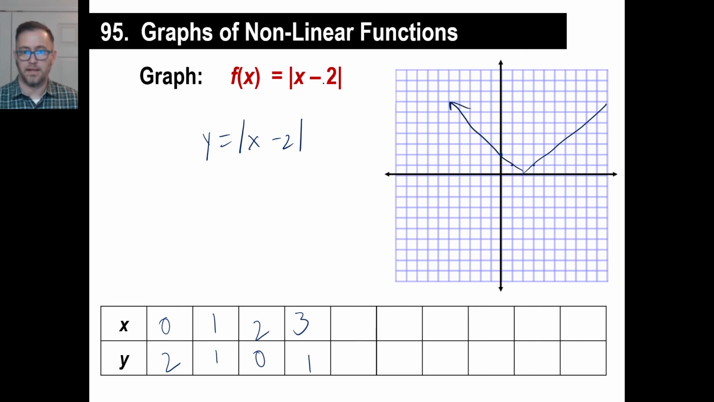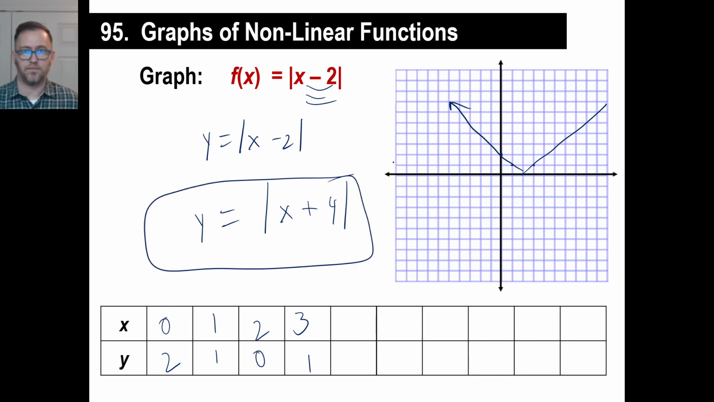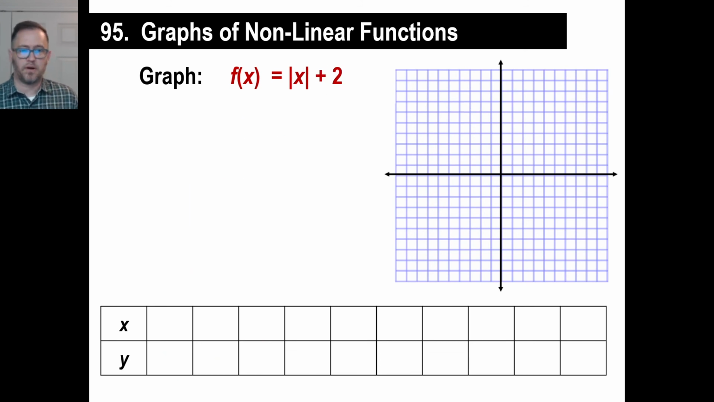Okay. The negative 2 inside that absolute value is going to move it 2 to the right. Okay, and just for practice, what if you had y is equal to the absolute value of x plus 4? What would that look like right there? Can you visualize it? Same exact thing, except this would be moved over to the left 4. And then it would look the same kind of V. There we go.